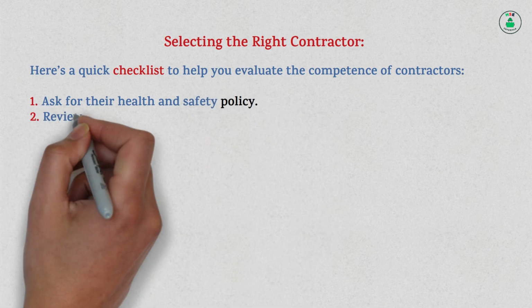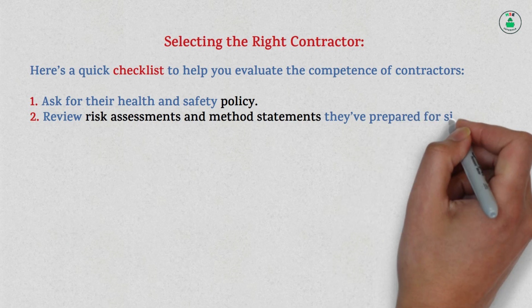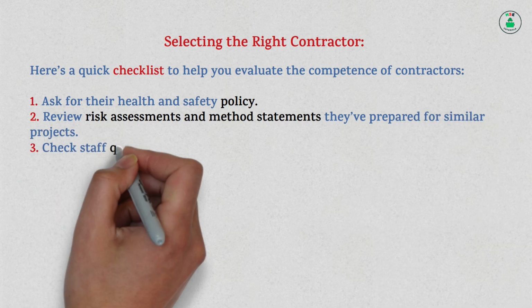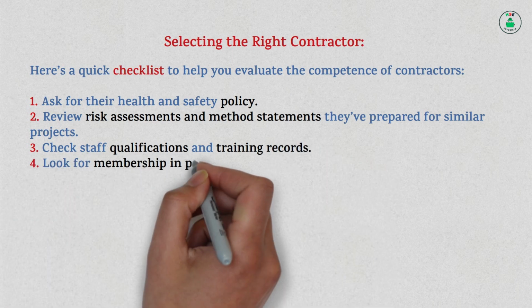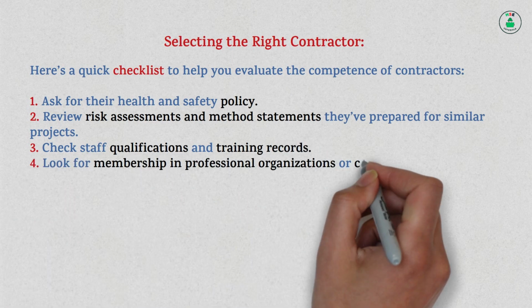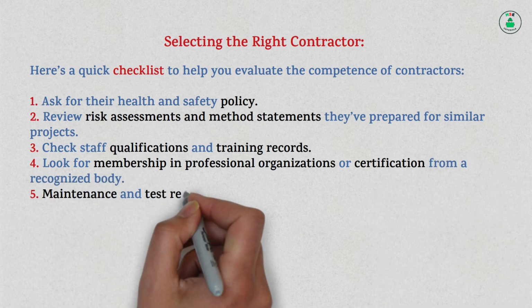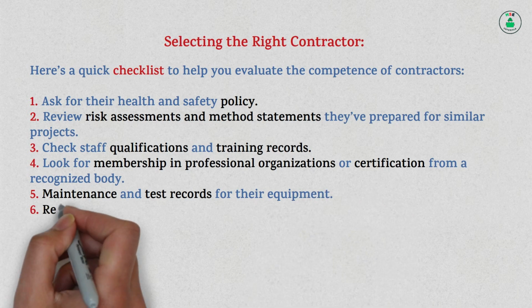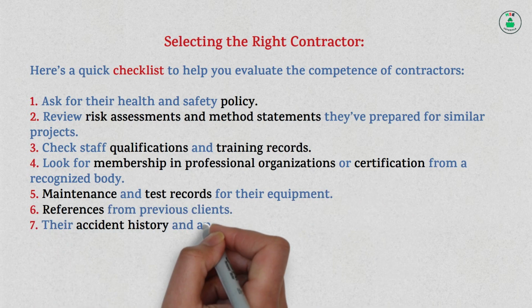1. Ask for their health and safety policy. 2. Review risk assessments and method statements they've prepared for similar projects. 3. Check staff qualifications and training records. 4. Look for membership in professional organizations or certification from a recognized body. 5. Maintenance and test records for their equipment.